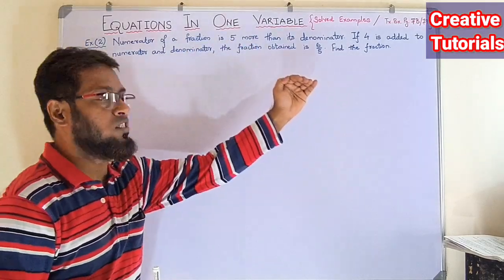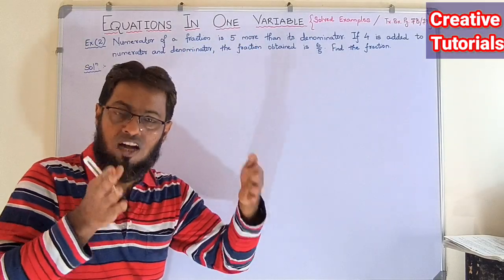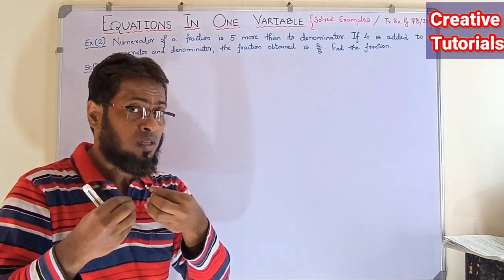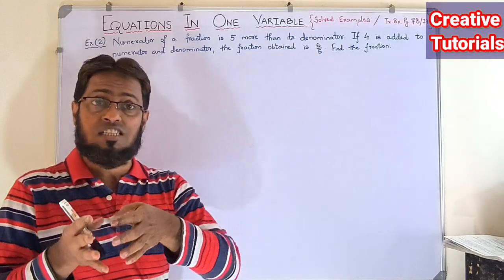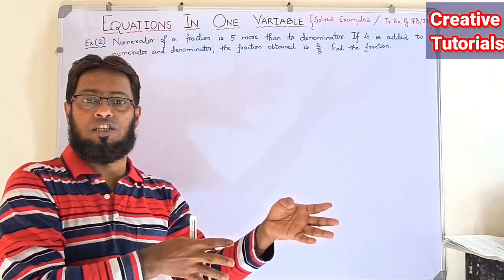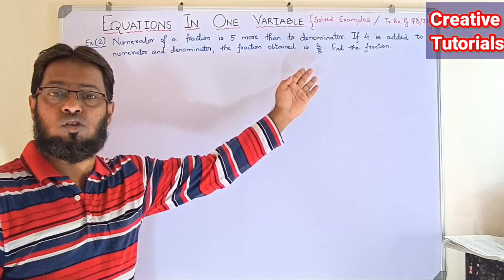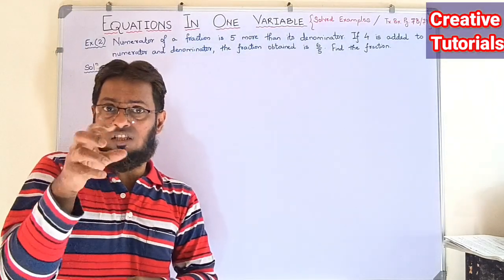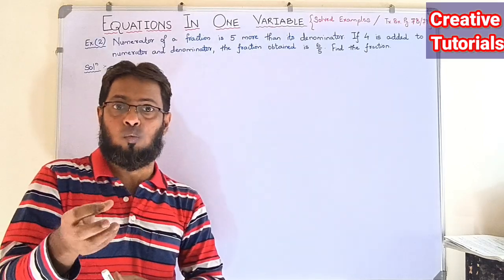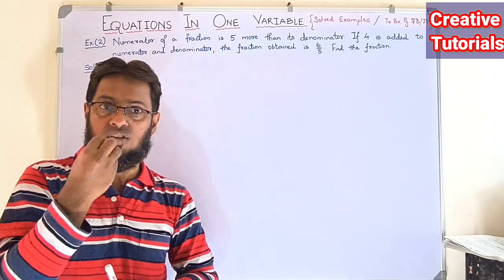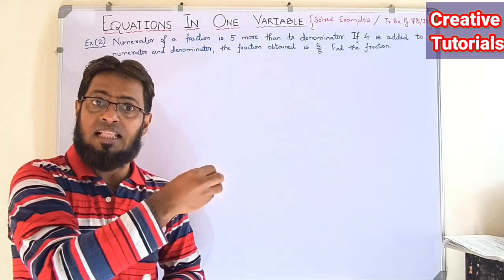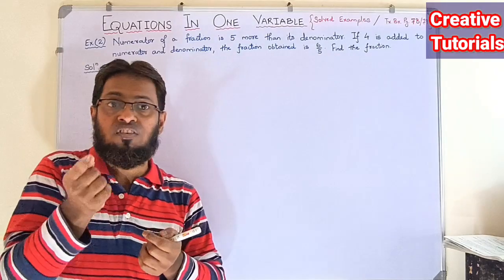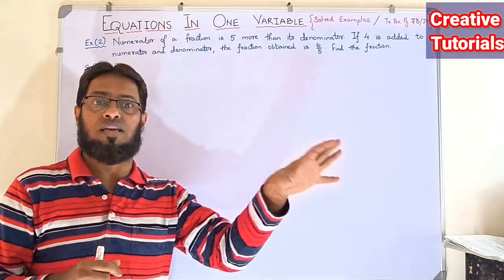Now, dear children, the first sentence of the question says that the numerator of a fraction is 5 more than its denominator. So in this part of the question, they are telling us something about the numerator in comparison with the denominator, whereas nowhere in the question have they told us the value of the denominator. So when such a situation arises, where they are not telling us anything about the denominator and are comparing the numerator with it, we say that let the denominator be x.